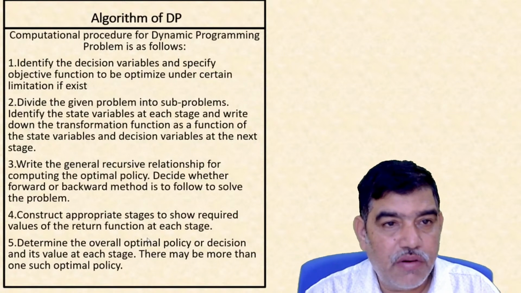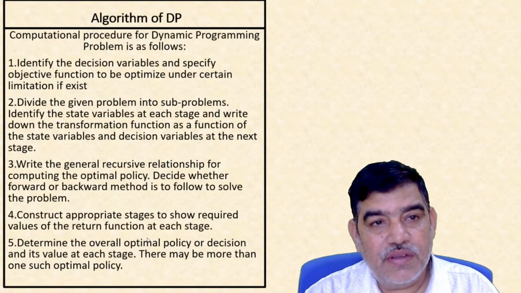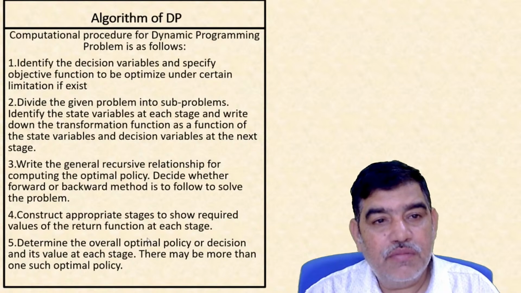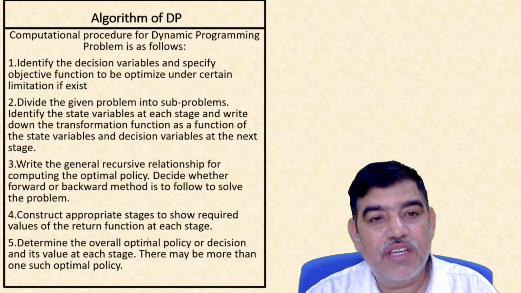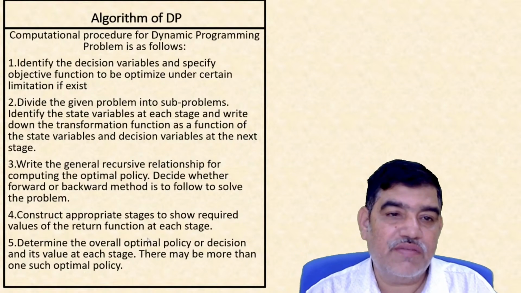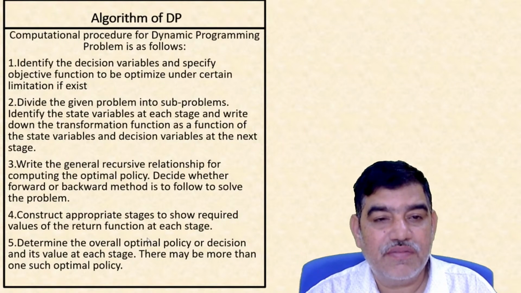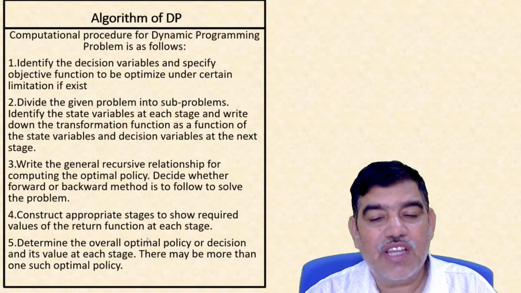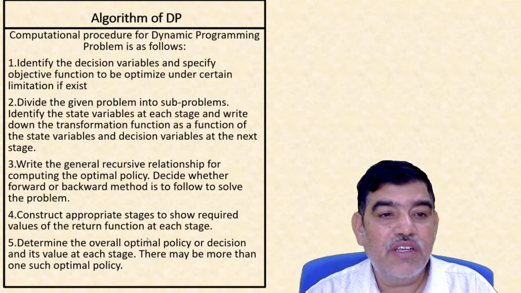Then we discuss the algorithm of dynamic programming. It's very important. There are 5 steps or 5 procedures. What is the first one? Step 1 is to identify the decision variable and specify the objective function to be optimized under certain limitations, if they exist. So you have to find the decision variable first and specify the objective function, just like in our LPP, linear programming problem.